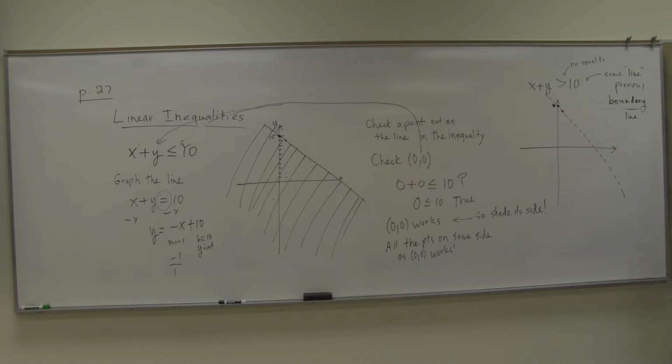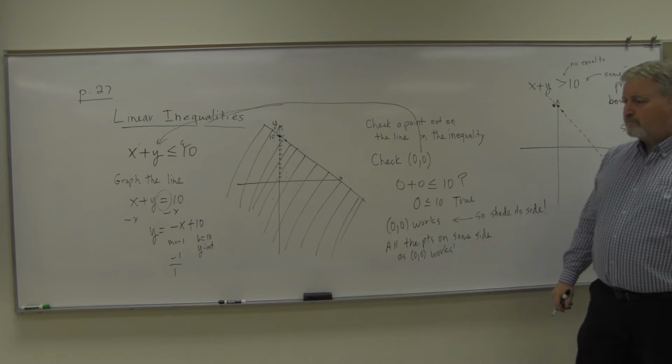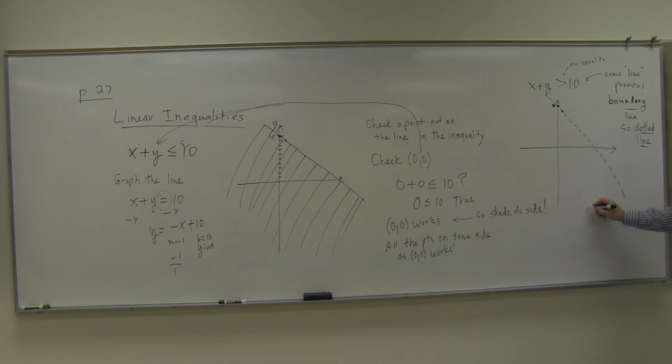Now, also, so it's a dotted line here. If we check our 0, 0 point, what about it? 0 plus 0 greater than 10? No, that's false. 0 is not greater than 10. Okay? So 0, 0 doesn't work. That means all the points on the same side of it don't work, but what it also means is the other side works.